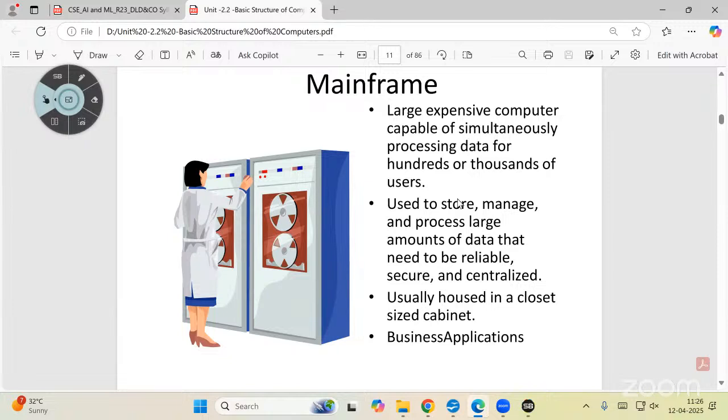How many members are using the ATM? For example, the SBI ATM. One area has one ATM. Like that, how many people are accessing the same bank? In a second, lakhs of people are doing financial transactions, withdrawing or depositing amounts. To do all that, it should be a high-end computer. So that is the mainframe. It can be used in the financial sectors or bank sectors.